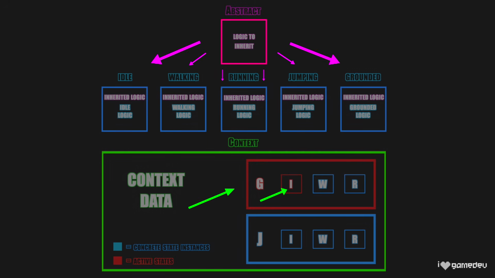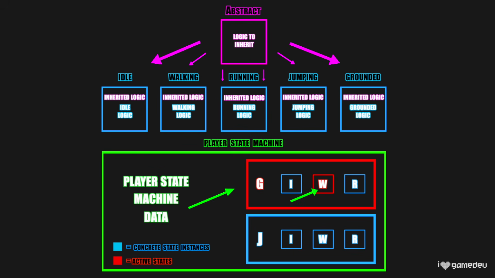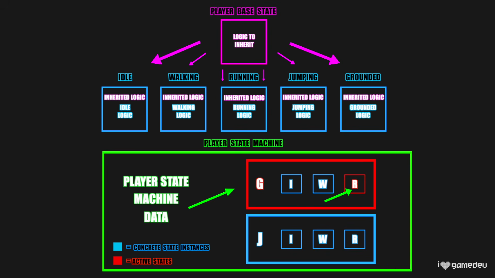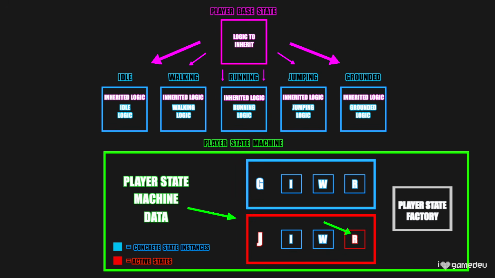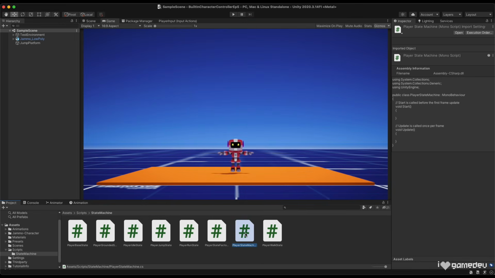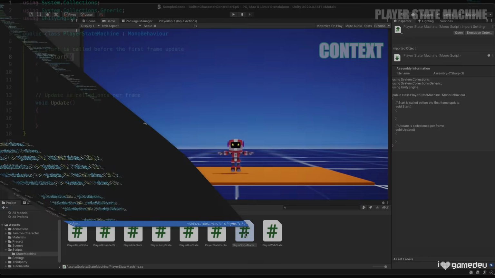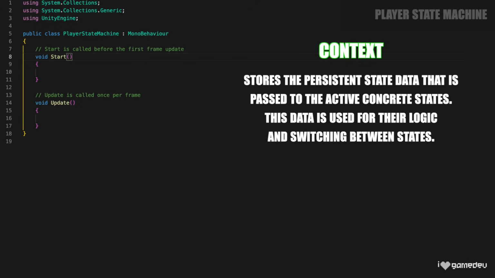And looking at our blueprint of a state machine, we can map these out to their purpose. Player state machine will be considered the context. Player base state refers to the abstract state. Grounded, jump, idle, walk, and run are all concrete states, and the state factory creates the concrete states from within the context. Let's start with the context. Opening player state machine script, we know that the context will store a lot of the data that the concrete states need to perform their logic.